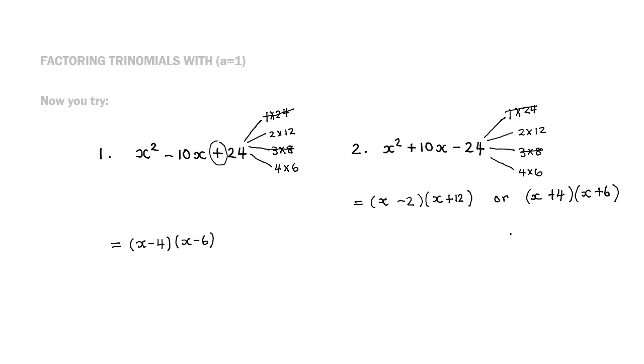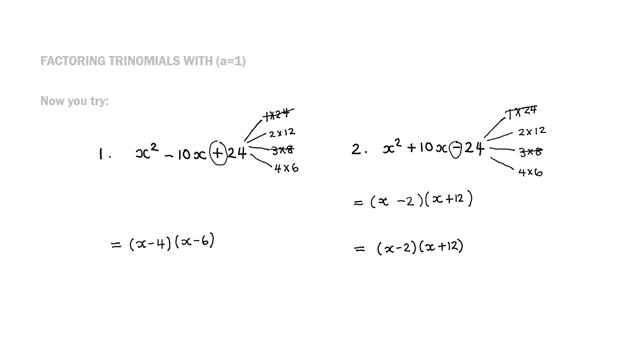So then after that, we just need to check this final sign over here, and that comes from these two signs. Negative times positive is a negative, but positive times positive is not a negative, so we have to reject this one, because even though the middle term is a 10x, the final term does not have the correct sign. So then our final answer is just going to be x minus 2 and x plus 12.